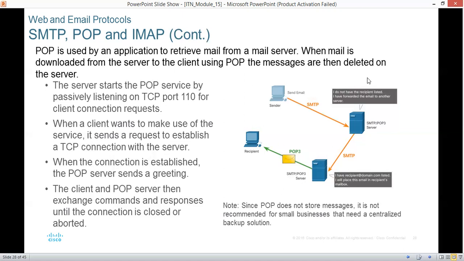So we're looking at web and email protocols. We're looking at how from the client side, you can send through the server to the recipient. But what I just want us to understand here is that on the SMTP, you're sending on port 25, and then the POP is where it is being delivered, like a delivery agent to the system.